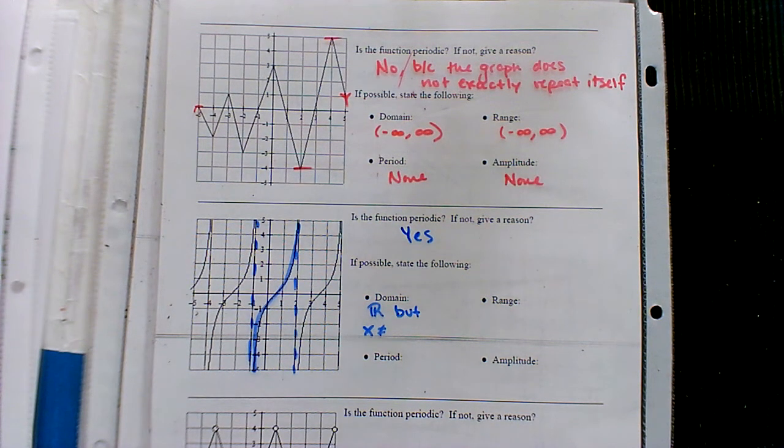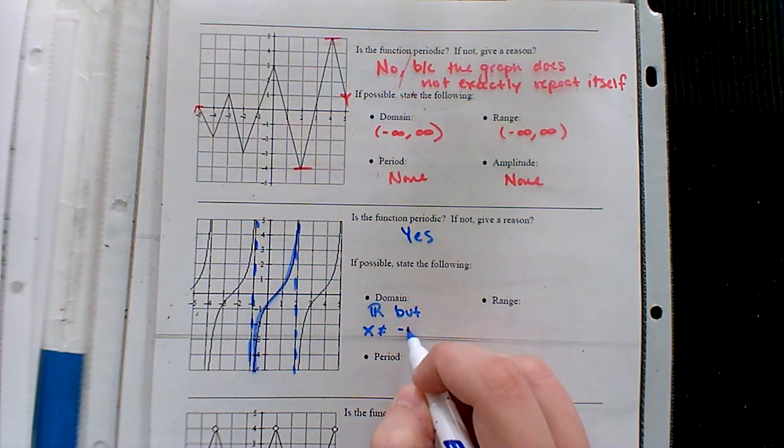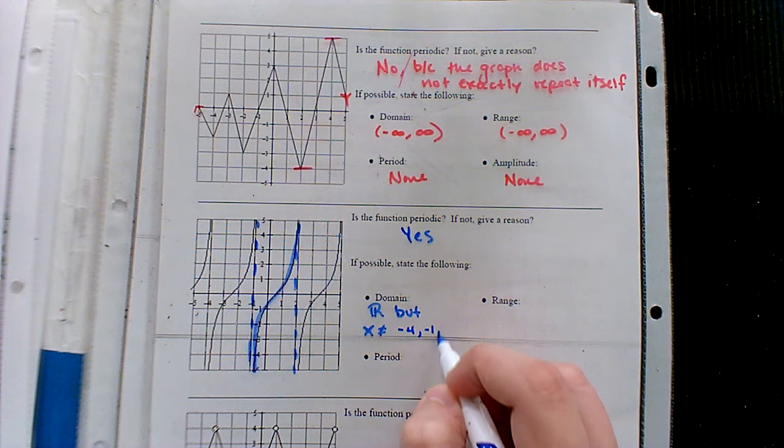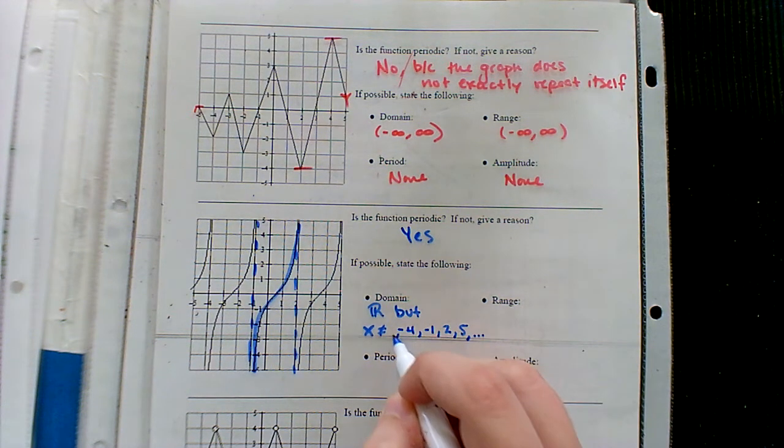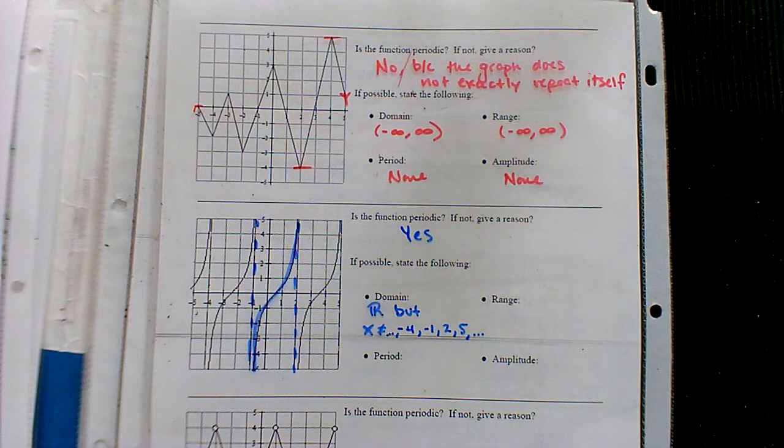Can we try to find some rule or pattern, maybe a little equation, that would tell us where the asymptotes always happen? This is when it gets a little tricky. Maybe you want to list them. Okay, x cannot equal -4, -1, 2, 5, and we'll do dots because those imply that it goes on in that pattern, both negatively and positively. Okay, if you can't think of a rule, maybe you just want to go ahead and list them.